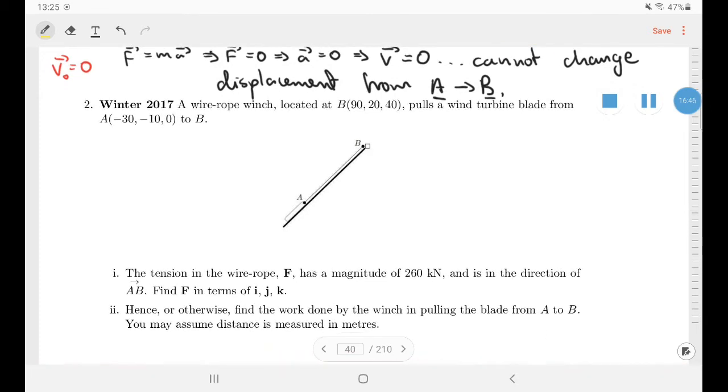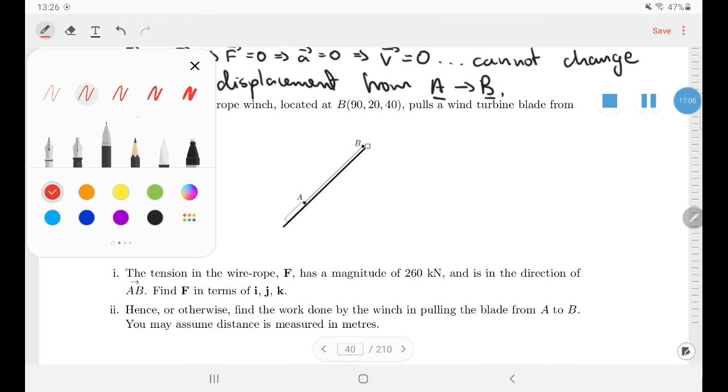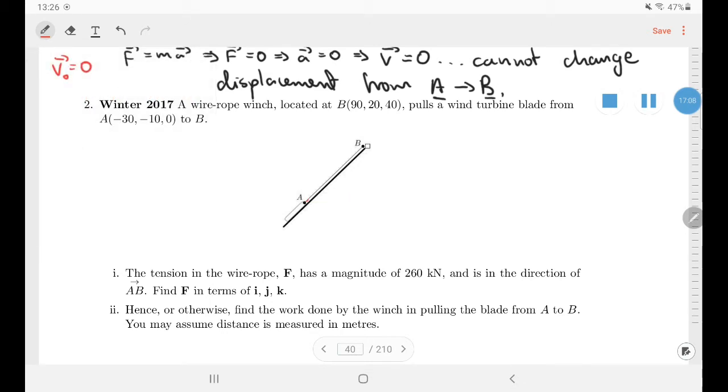example 2. A wire rope winch located at B pulls a wind turbine blade from A to B. The tension in the rope has a magnitude of 260 kilonewtons and is in the direction of A to B. So we might just draw that. So the tension force is in the direction of A to B, and the magnitude of the tension force in kilonewtons is 260. Okay, so throw in the kilonewtons.